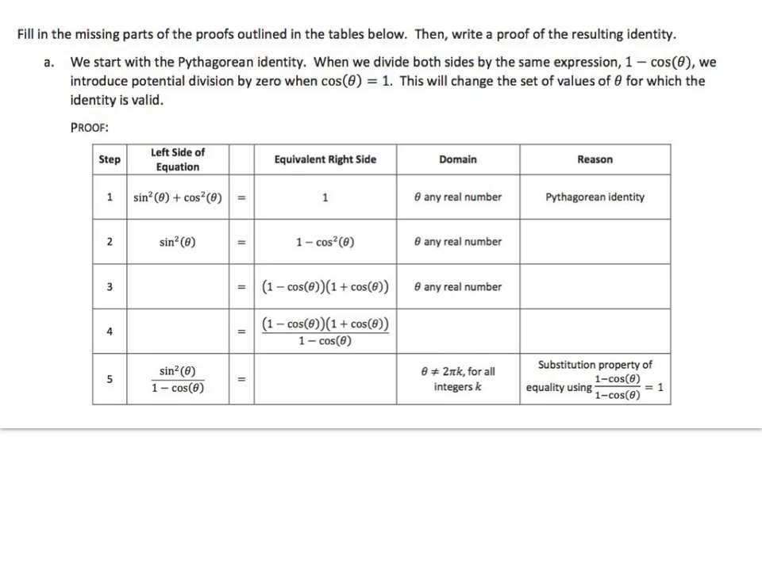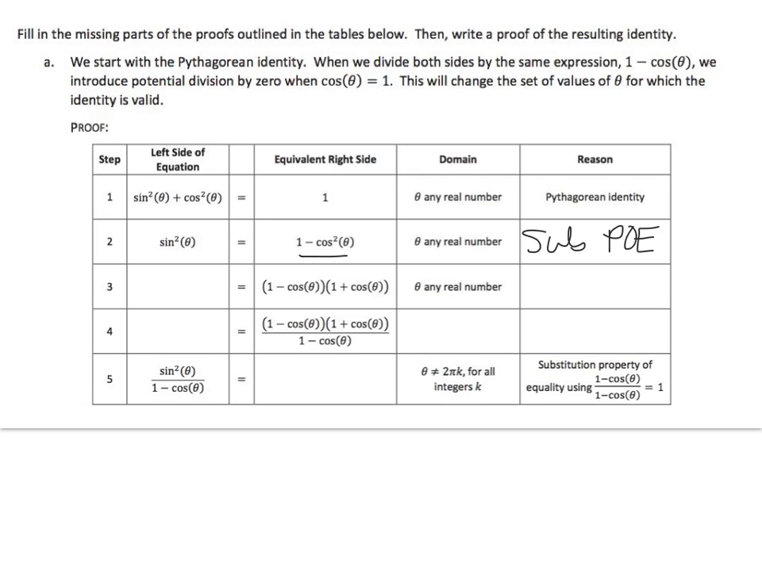So let's start out with the left side of the equation, which is sine squared plus cosine squared. The right side is 1. Our domain is any real number. It's a Pythagorean identity. Moving down from that, I'm going to subtract cosine squared theta from both sides. Subtraction property of equality. POE is always an abbreviation I've used. So we subtracted cosine squared from both sides.